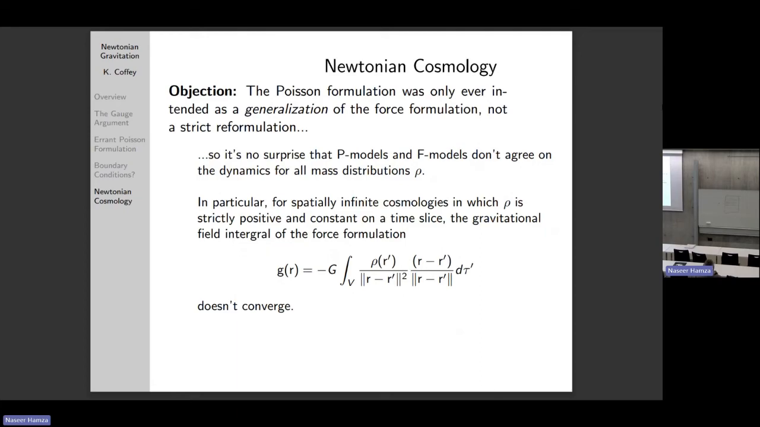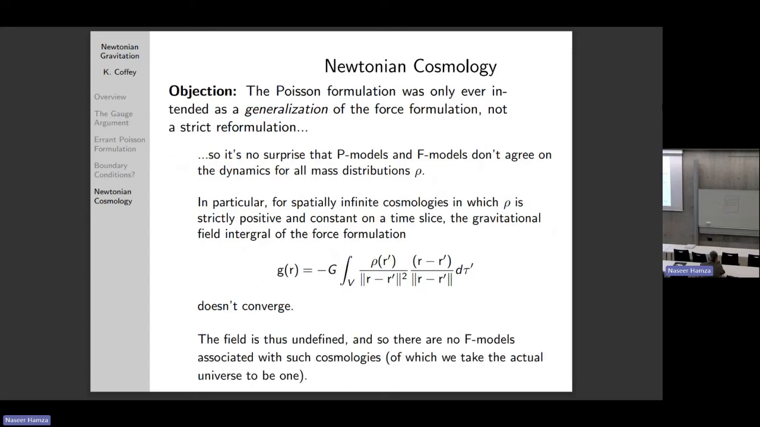And in particular, for spatially infinite cosmologies in which the matter distribution is strictly positive and constant on a time slice, right? So a universe in which on any given simultaneity slice, matter is uniformly distributed throughout that slice, the gravitational field integral doesn't converge, right? So this integral, because this never drops off, right? The matter distribution never drops off. The integral just blows up, right? When you integrate over all of space.